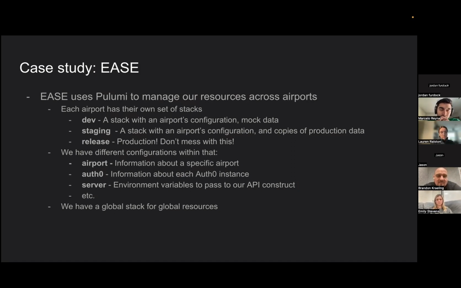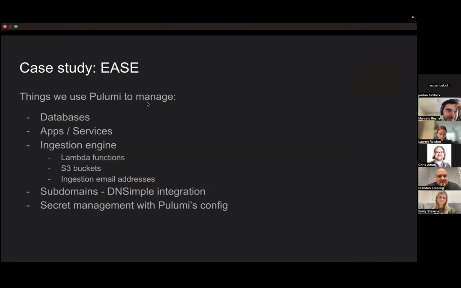For example, we have a namespace where you can add specific information about an airport. For Auth0, we have all of our Auth0 keys and URLs and all that fun stuff in its own place. And we have a server one where we define all of our environment variables that go to our API construct. And we also have a global stack that will deploy all of the global resources that we have.